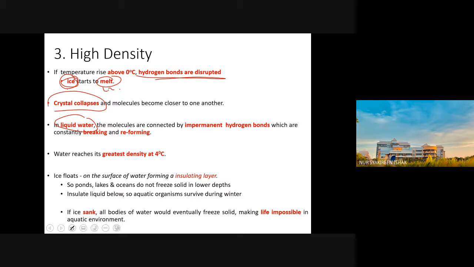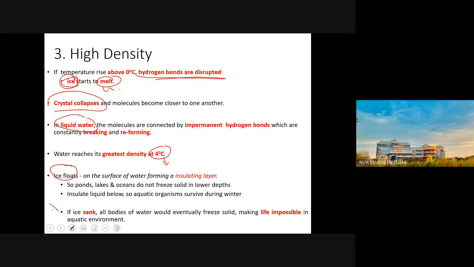So water reaches its greatest density at 4 degrees Celsius. So below 4 degrees, the density of the water will fall, will be less dense. That causes the ice to be able to float. So ice floats on the surface of water, forming an insulating layer. So ponds, lakes, and oceans do not freeze solid at lower depth. So this is to insulate the liquid below, so aquatic organisms survive during winter.